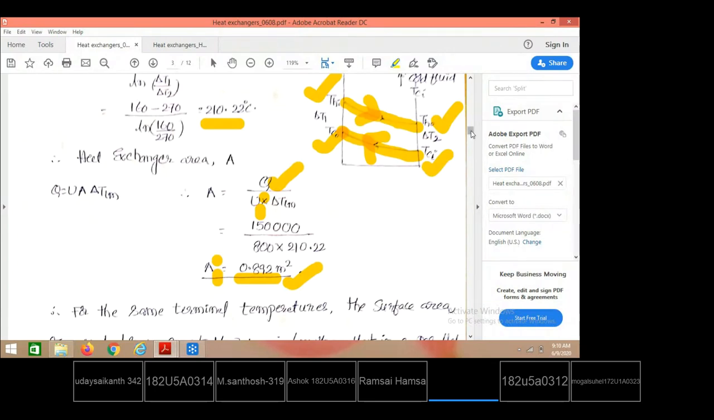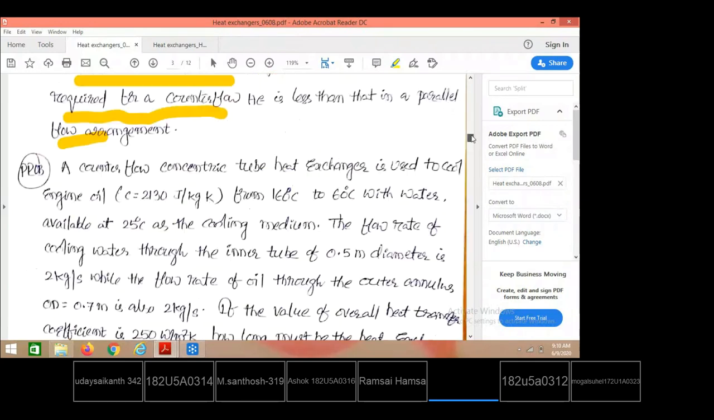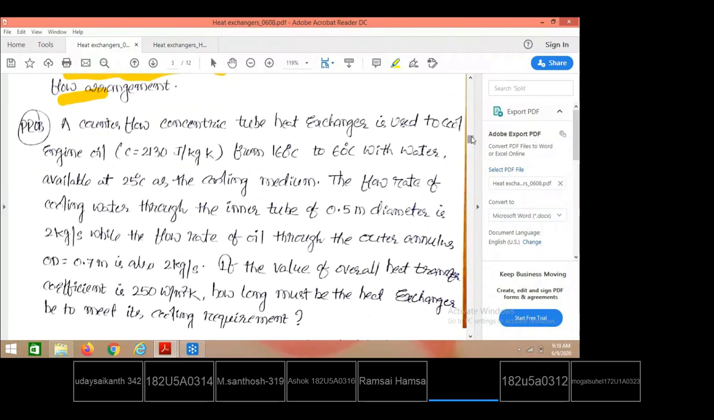So that is why in all practical cases, any heat exchanger is made to operate like a counterflow heat exchanger, since a smaller size of heat exchanger is sufficient. That is what I have mentioned here. For the same terminal temperatures maintained in both cases, the surface area required for a counterflow heat exchanger is smaller compared to that of the parallel flow arrangement. That is the advantage of operating like a counterflow heat exchanger. In all practical cases, when you expect a smaller size of heat exchanger, it must be operated like a counterflow heat exchanger.